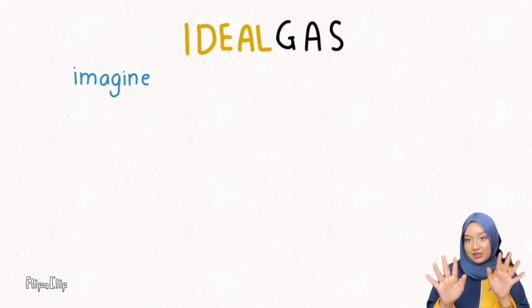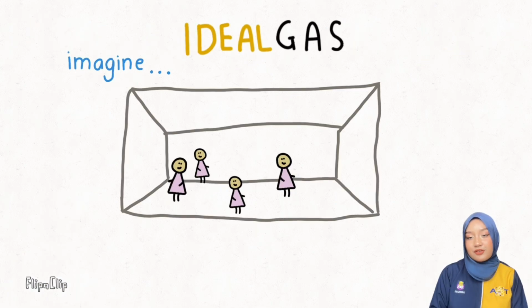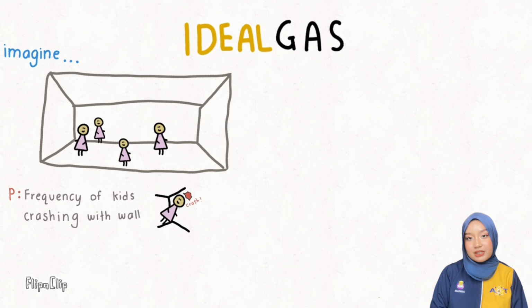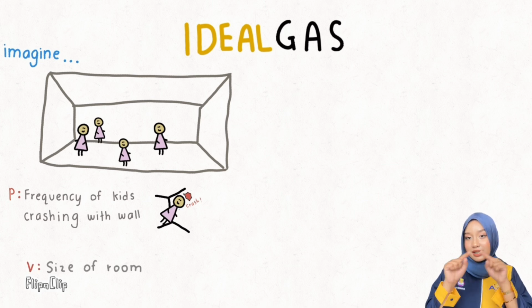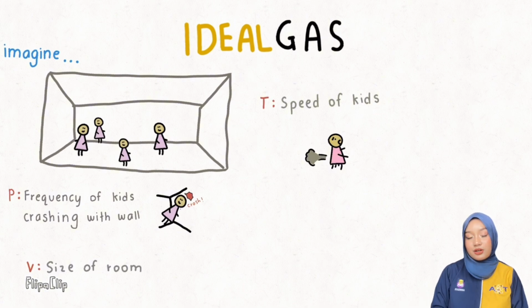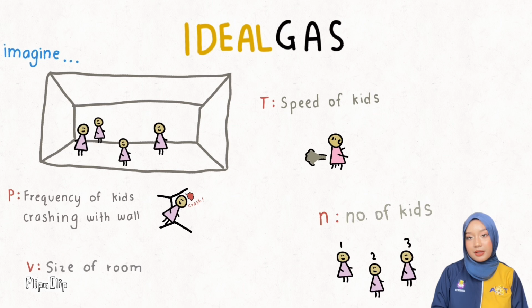Okay, imagine a room is filled with kids running around, but now the kids represent gas particles. The frequency of kids crashing into the wall is the pressure. The size of the room is the volume. The speed of the kids running is the temperature. And the number of kids is the number of moles.